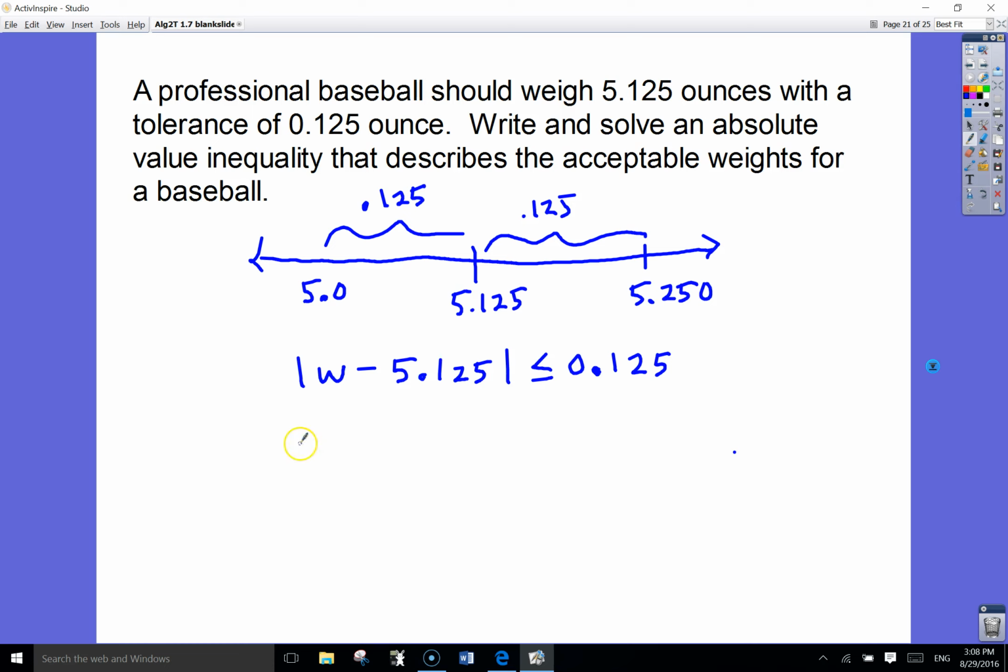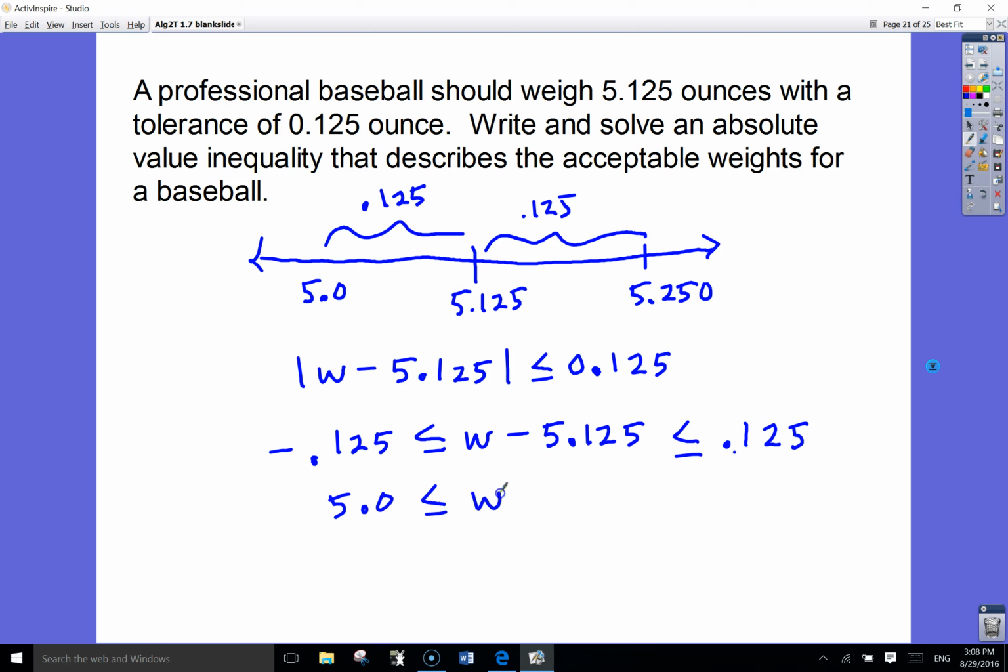It's a three-part inequality. Negative 0.125 is less than or equal to W minus 5.125 is less than or equal to 0.125. Now we're going to add 5.125 to all three parts, right? And that is going to give us 5.0 is less than or equal to W is less than or equal to 5.250.